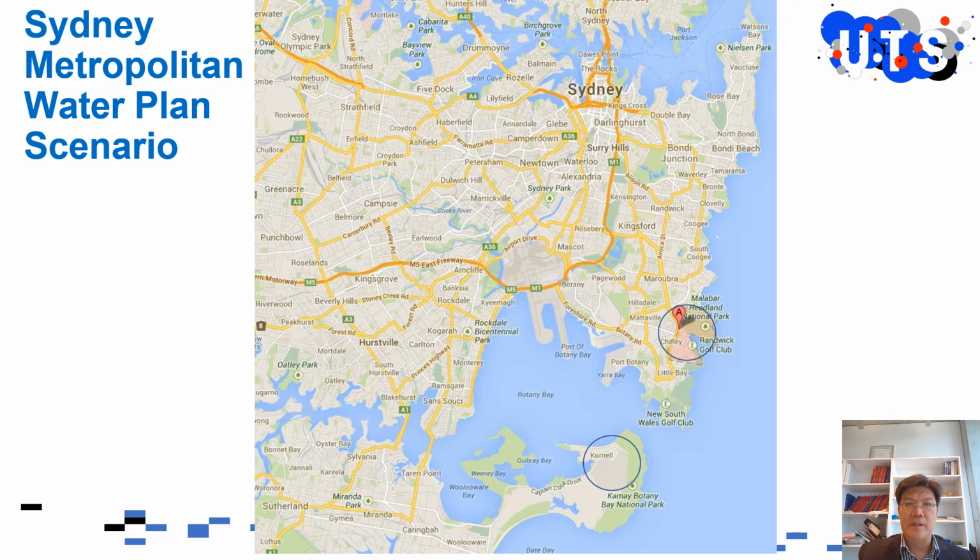So this is our scenario. You can see from the scenario document, we are located in Sydney, and we have a desalination plant in Kurnell, near the airport. You can see the airport here, and we produce around 250 million liters per day, and then supply to the Sydney Park and distribute to all Sydney area.